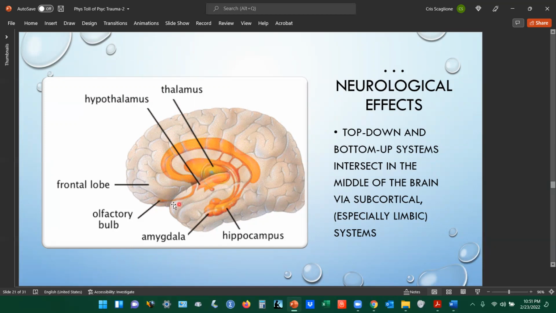The smell nerve, or the olfactory bulb, is often considered the same thing as the smell nerve. The sense of smell is processed here, but there are also things that go directly to the limbic system from the smell nerve. And that's one of the reasons that smell memories are so powerful. At any rate, the top-down and bottom-up systems intersect right here in these subcortical structures. And both the limbic system, I said here, especially the limbic system, but it also involves the basal ganglia, particularly the frontal subcortical circuits.